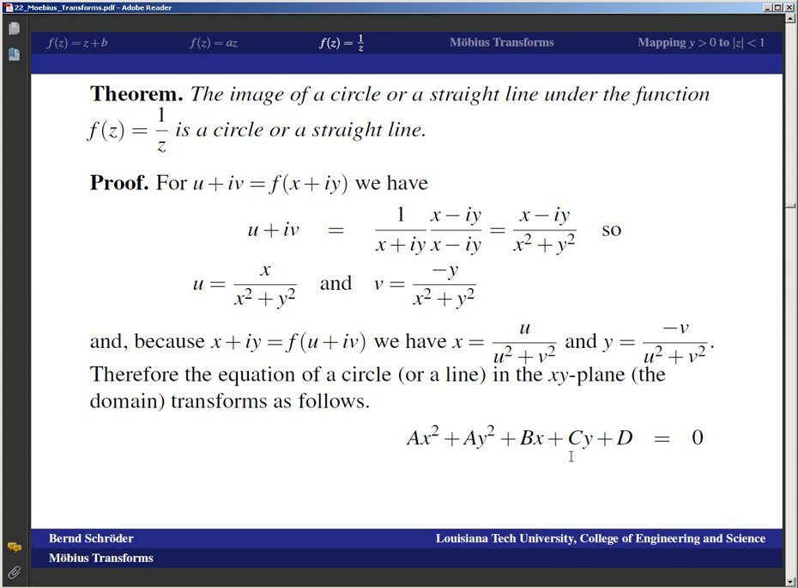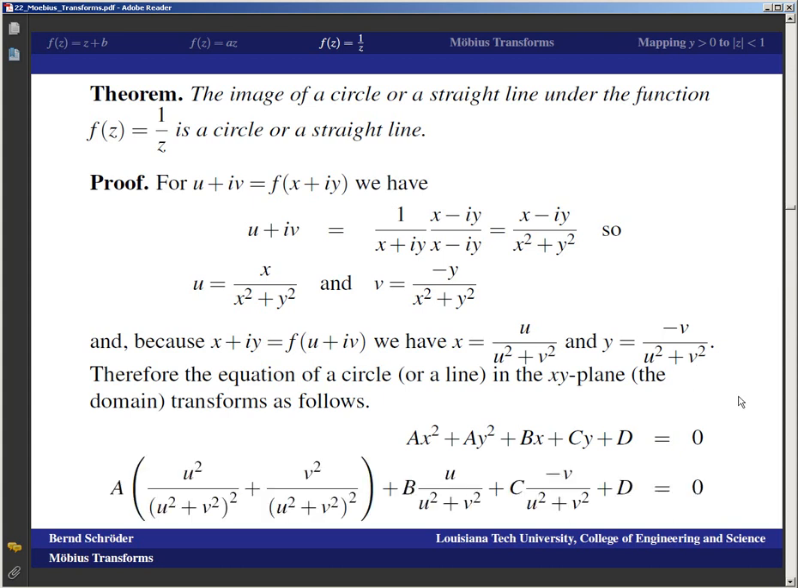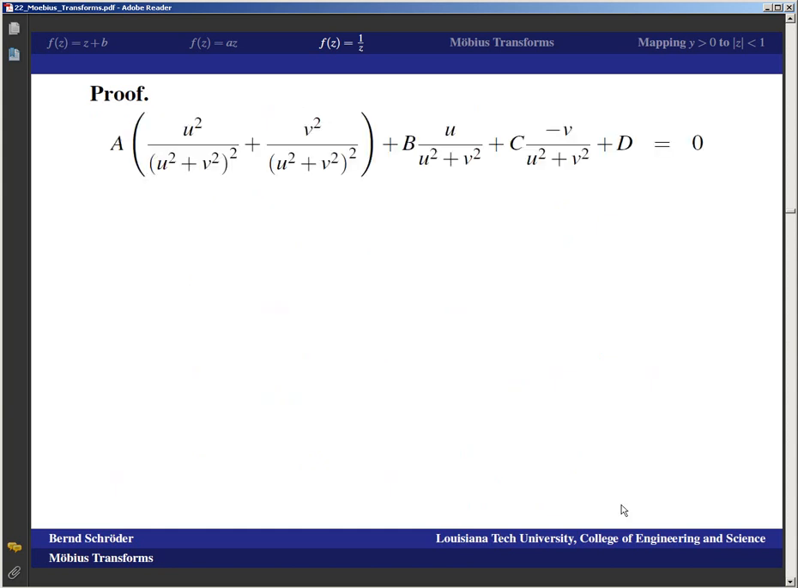Okay, if I have that in the domain, I can replace x with this expression, y with the other expression, and I obtain a u squared over u squared plus v squared, squared, plus v squared over u squared plus v squared, squared. That's just the x squared plus y squared. b u over u squared plus v squared is bx, c negative v over u squared plus v squared is cy, plus d. Now we're out of room, let's copy what we had on the previous slide.